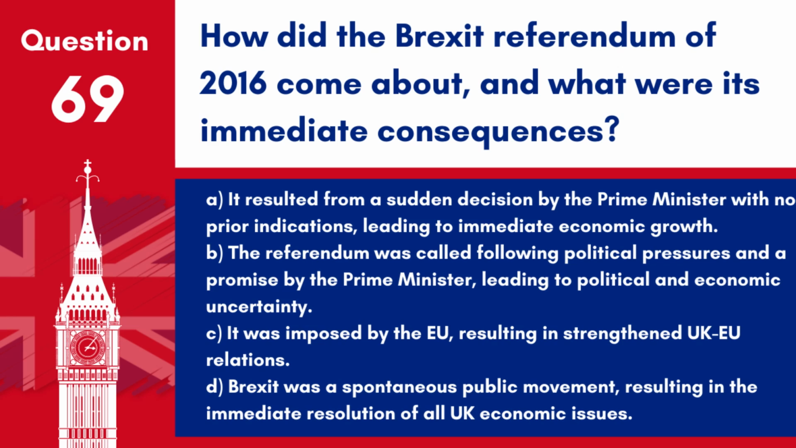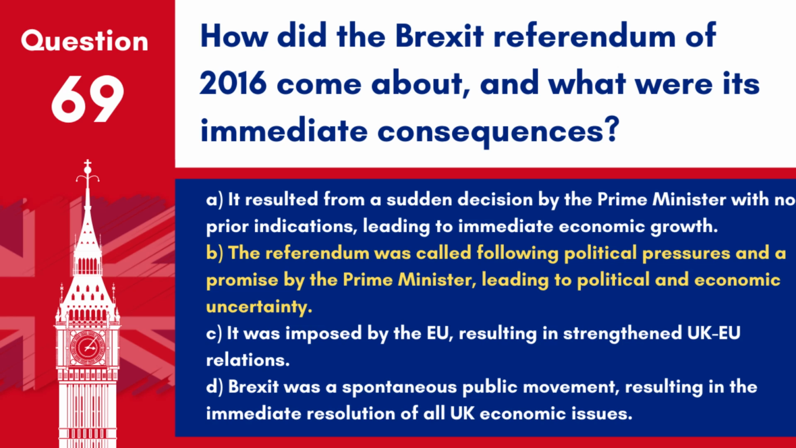B. The referendum was called following political pressures and a promise by the Prime Minister, leading to political and economic uncertainty. C. It was imposed by the EU, resulting in strengthened UK-EU relations. D. Brexit was a spontaneous public movement, resulting in the immediate resolution of all UK economic issues. Answer: B. The referendum was called following political pressures and a promise by the Prime Minister, leading to political and economic uncertainty.